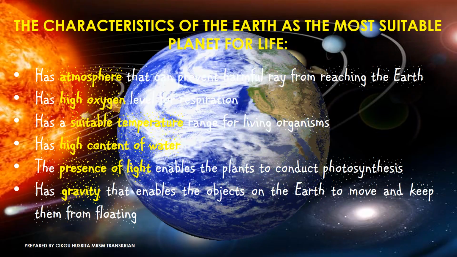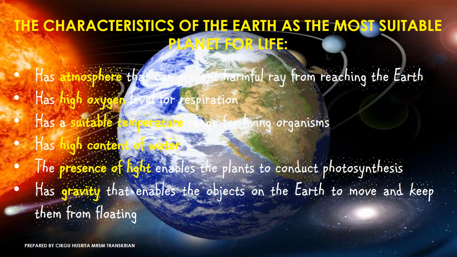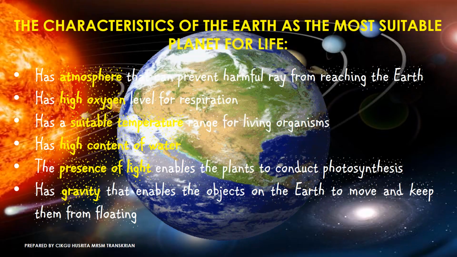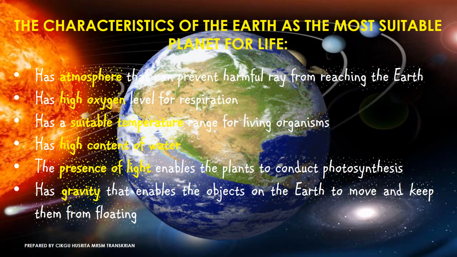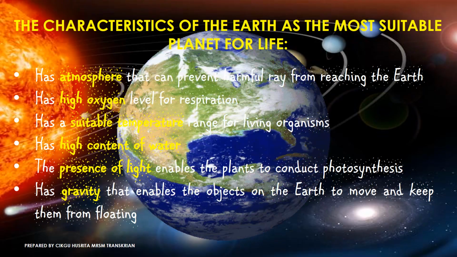The fourth, it has a high content of water. And then the fifth, the presence of light enables the plant to conduct photosynthesis. That means we have a source of food. And then the last one, the gravity that enables objects on the Earth to move and keeps them from floating. So these are the 6 characteristics of the Earth that make it the most suitable for life.